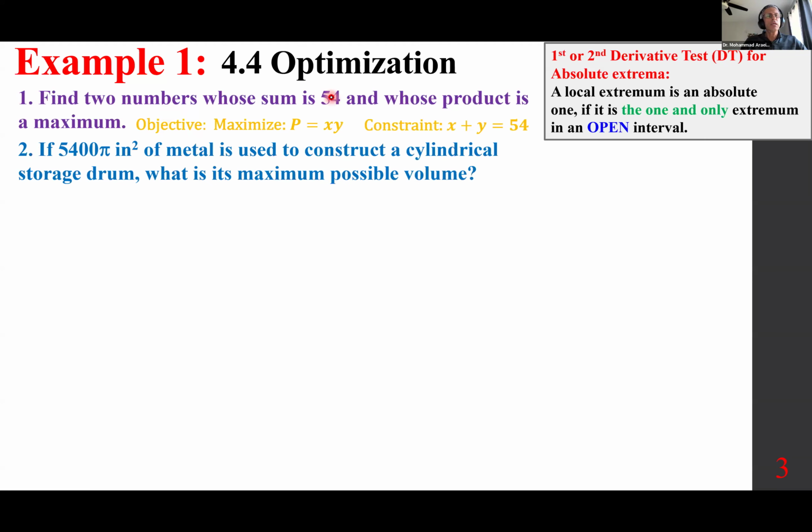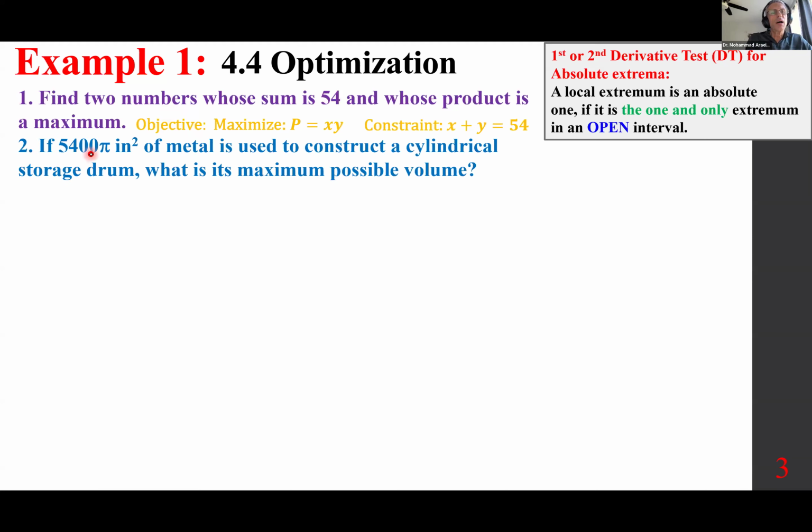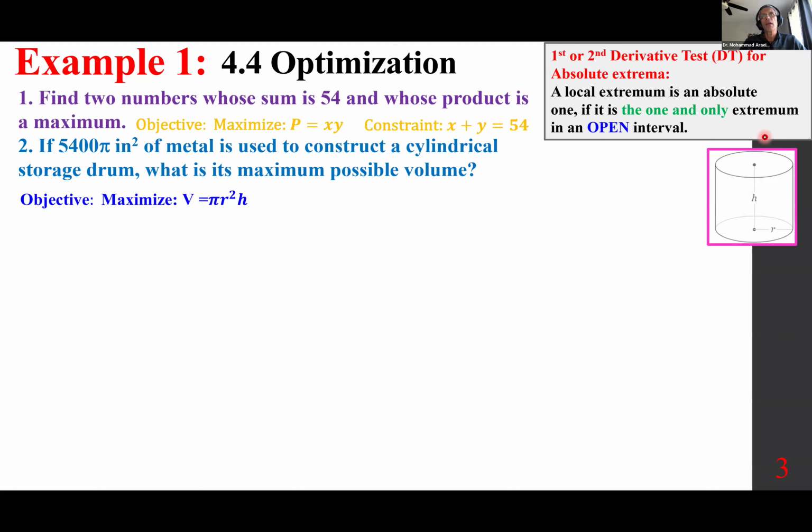Another example: if 5400 pi inch squared of metal is used to construct a cylindrical storage drum, what is its maximum possible volume? You have to define your variables again. So this is the shape, here's the radius, here's the height, and you want to maximize the volume. You should know the formula is pi r squared h.